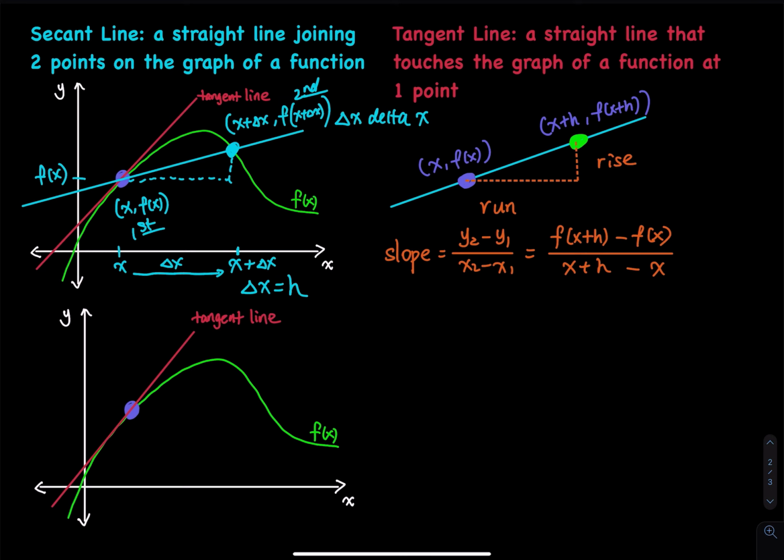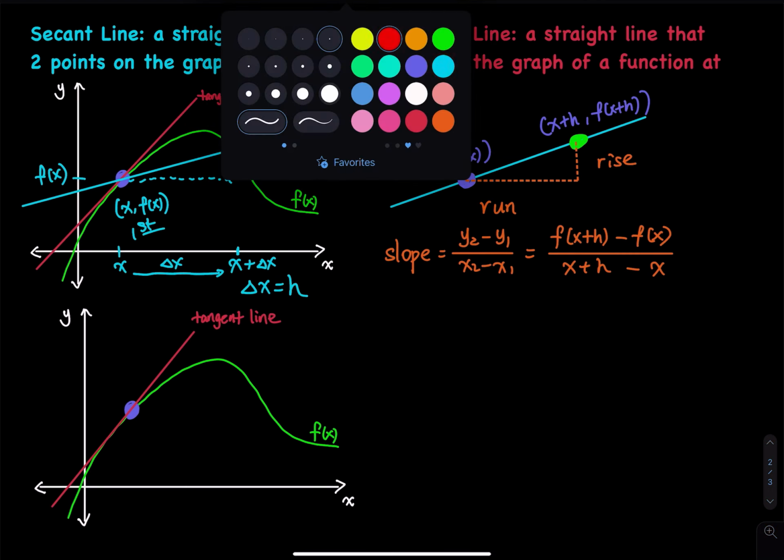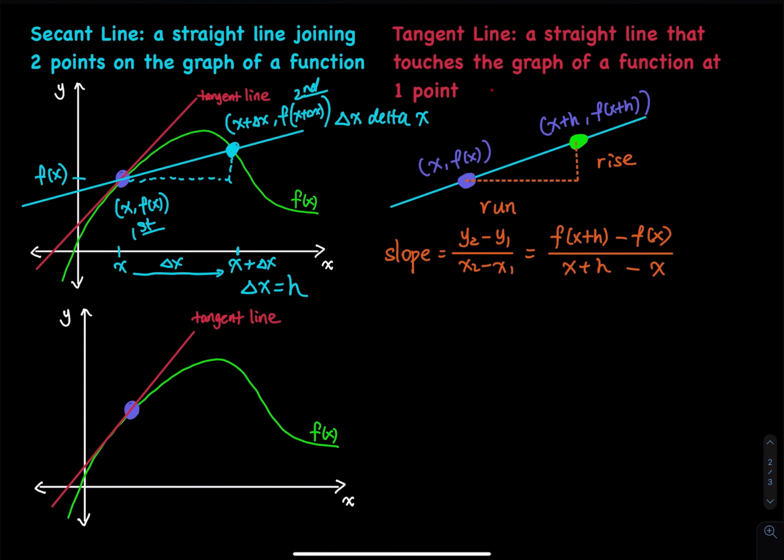So right over here on the right hand side, I drew the straight line again, and then this is a run, this is a rise, and then the first point is x comma f of x, and the other point is x plus h comma f of x plus h. Let me say this again. Some textbooks use delta x, some textbooks use h. I will just use h because having one h looks so much cleaner. So let's use h from now.